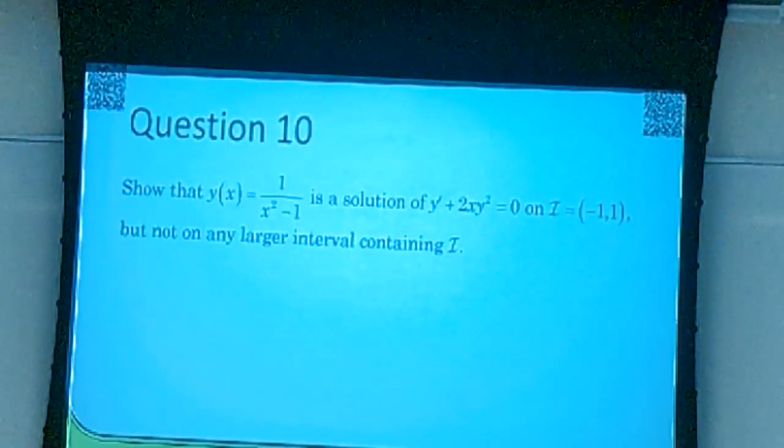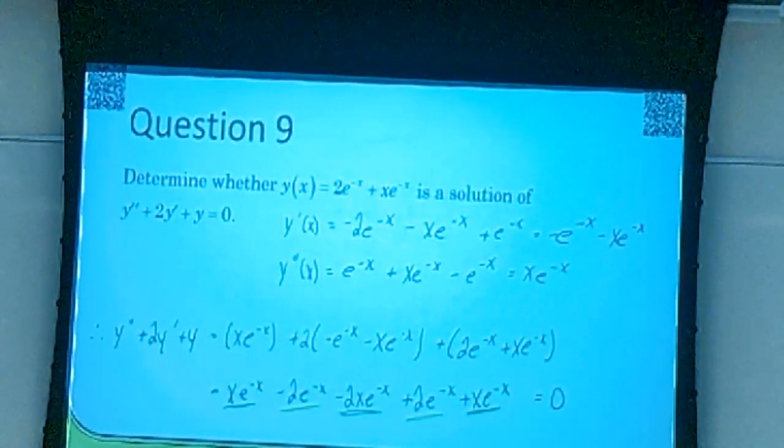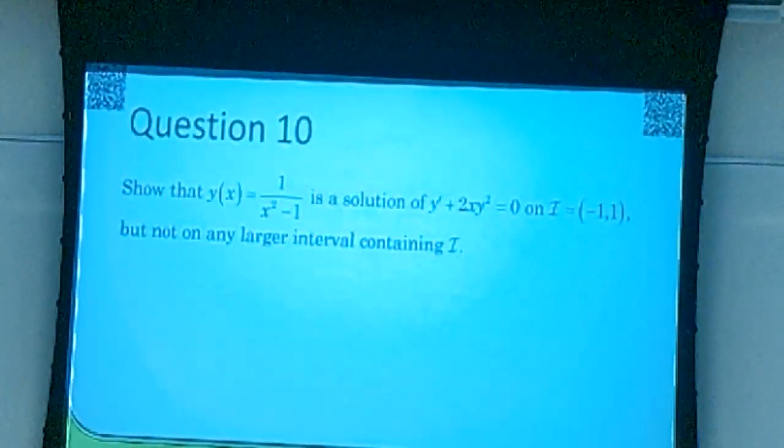Show that 1 over x squared minus 1 is a solution of y prime plus 2xy squared equals 0 on the open interval minus 1 to 1, but not on any larger interval containing it. First thing to do is let's just show that it actually is a solution. And notice the wording. This one was asking to determine if it was. This one's saying to show that it is. You have to show it.